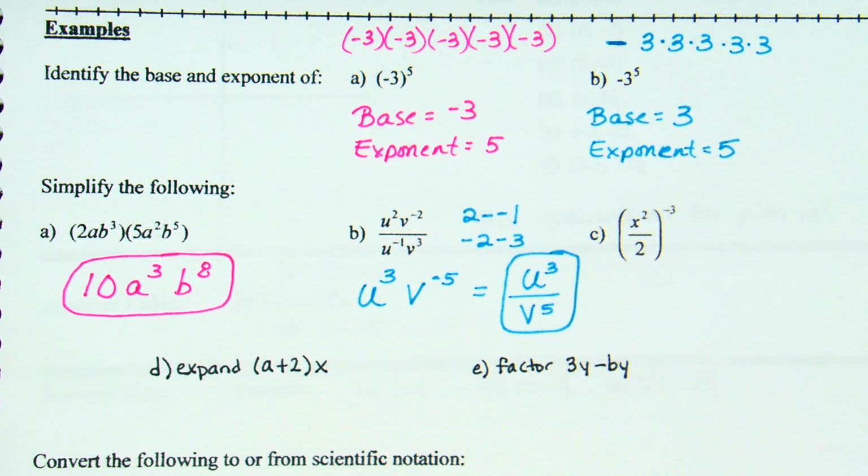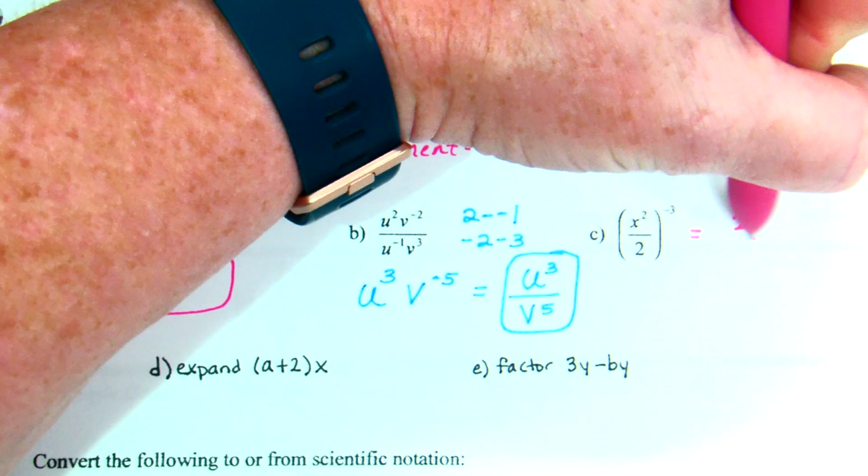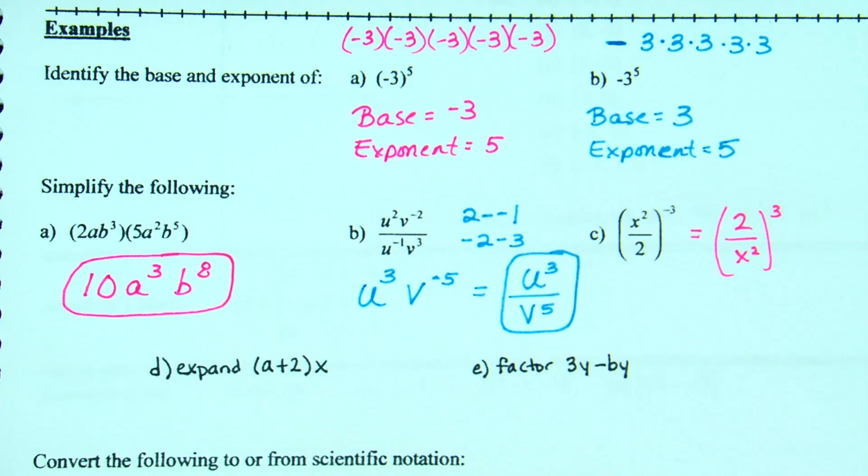Okay, thoughts on C. X squared over 2, all raised to a negative third power. My personal thought is get rid of that negative exponent first. And what's a negative exponent do? If it's in the numerator, we move it to the denominator. If it's in the denominator, we move it to the numerator. So here's the easiest thing that I would suggest. Take the negative off of that exponent and flip your fraction. This is a common technique: instead of x squared over 2 to the negative third, say it's going to be 2 over x squared, and now it's raised to the positive third.